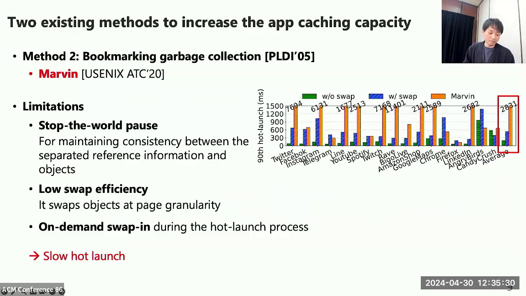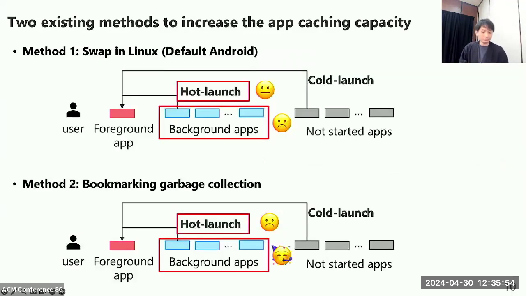The first is that it requires a long stop-the-world pause time to maintain the consistency between the separated references information and the objects. The second limitation is that Marvin swaps objects at page granularity and has low swap efficiency. And the third issue is that Marvin employs on-demand swapping during the hot launch process. So in sum, neither of these two methods can enable more apps cached in the background while at the same time having efficient hot launch.